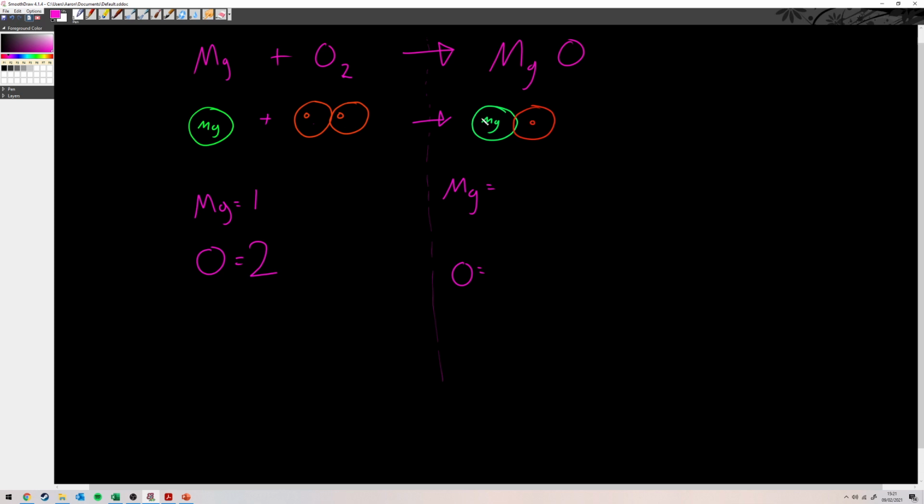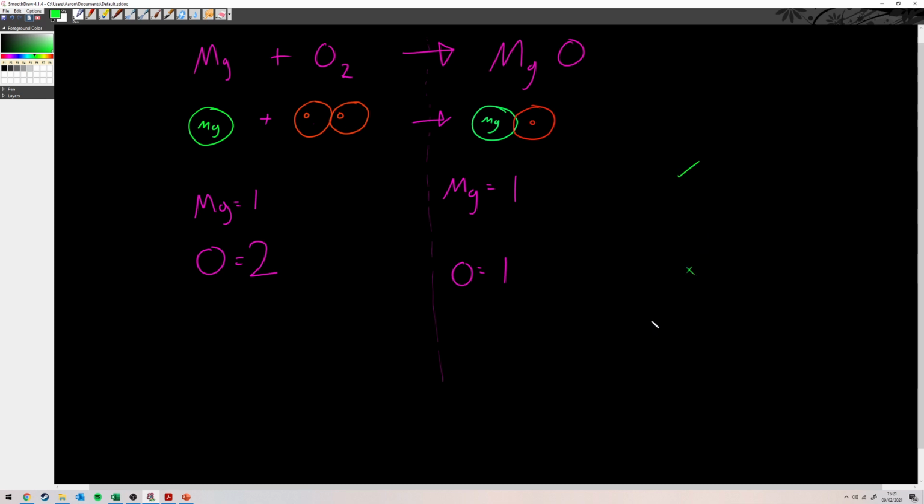Now let's go over to the right hand side, so everything to the right of this arrow. How many magnesium atoms do I have? I only have 1 magnesium atom. How many oxygen atoms do I have? I only have 1 oxygen atom. This is not balanced because, actually, the magnesiums at the moment are okay, but the oxygens are not.